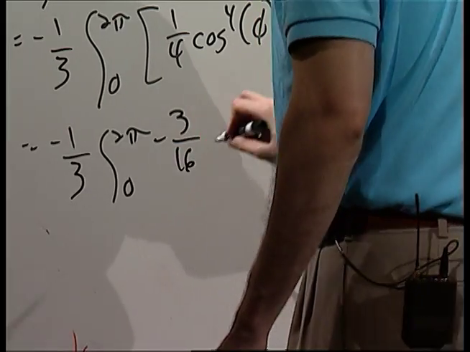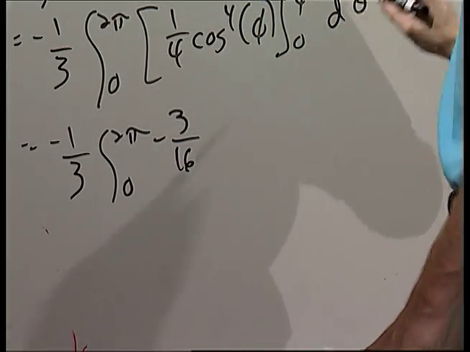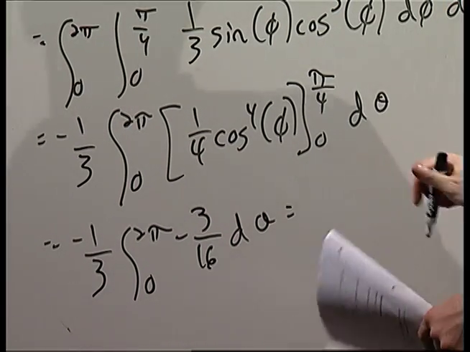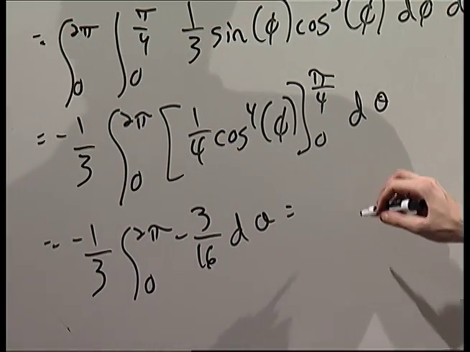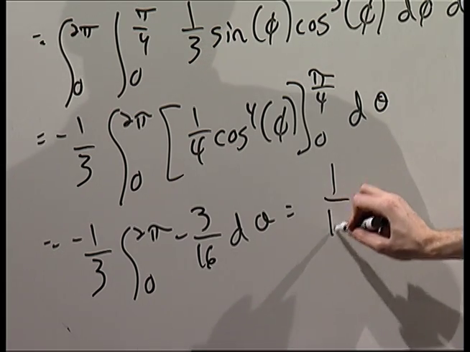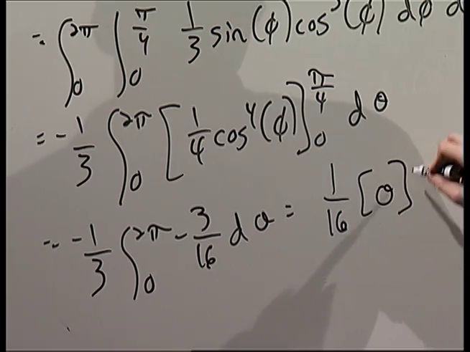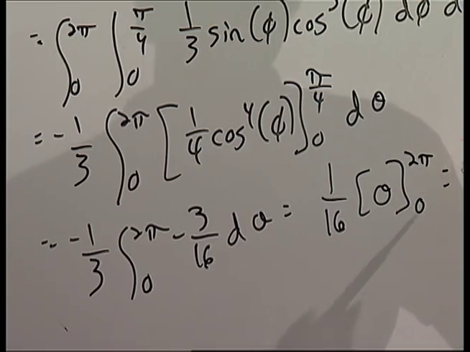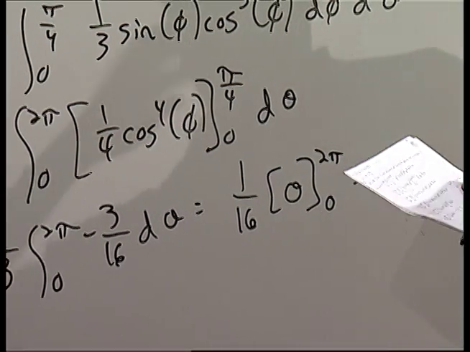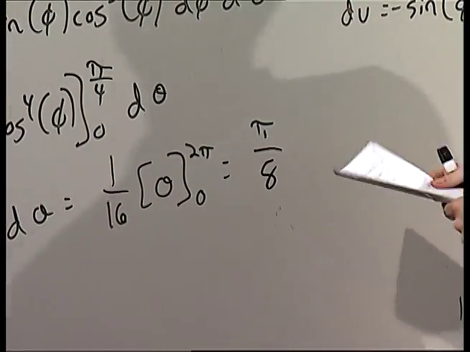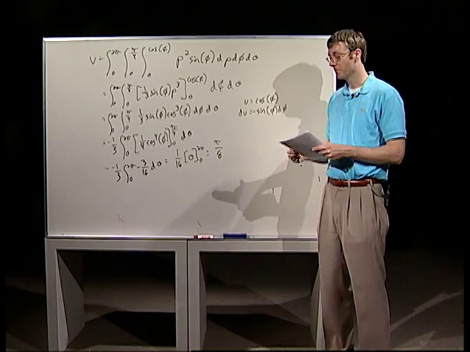Good, negative 3/16, and this is also d theta. So this is 1/16 times theta from 0 to 2 pi. So that is pi over 8. Yeah, pi over 8. So there you go. Okay, that's it.